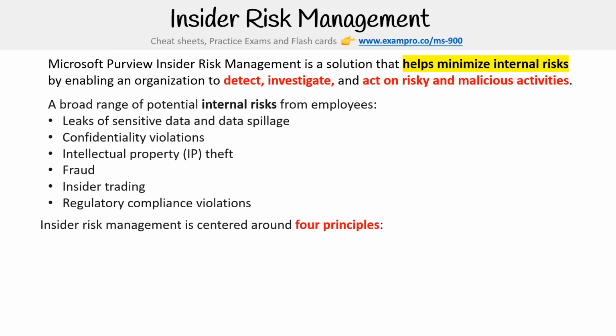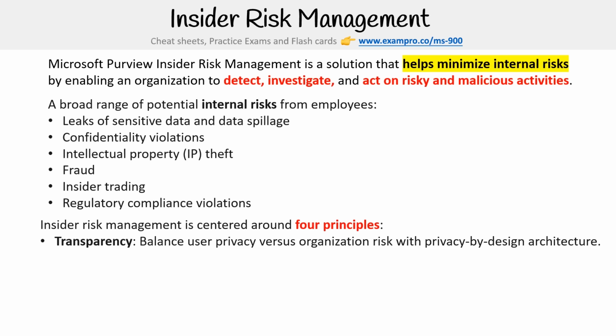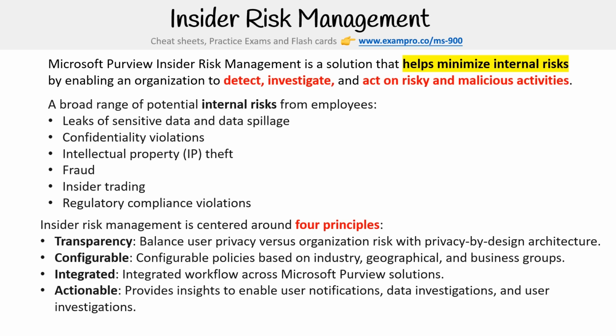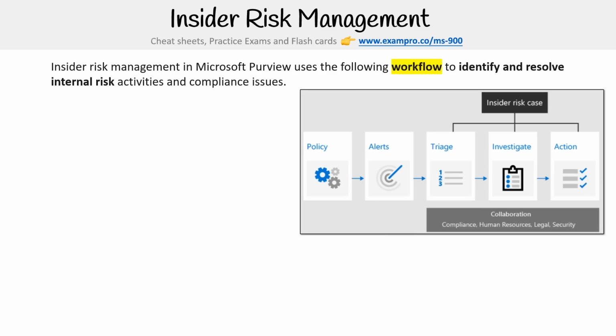Insider Risk Management is centered around four principles. The first one is transparency, so balance user privacy versus organization risk with privacy by design architecture. The second one is configurable, so configurable policies based on industry, geographical, and business groups. The third one is integrated, so there's integrated workflow across Microsoft Purview solutions. And actionable, so it provides insights to enable user notifications, data investigations, and user investigations.